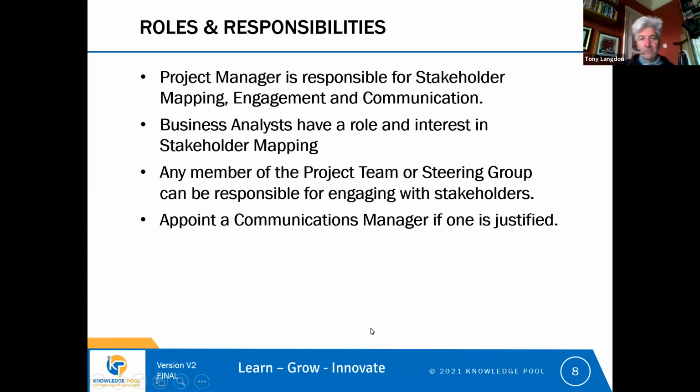Okay. So we think about roles and responsibilities here as well. The project manager is principally responsible for the stakeholder mapping, for engaging the stakeholders, and for communicating with the stakeholders. But business analysts, software developers, testers, they have a role and an interest in stakeholder mapping. But I would say that particularly the business analysts have a particular role and interest in stakeholder mapping because they need to make sure that we're talking to all the right people. Anyone who knows about what the project needs to do or knows what the project is going to impact needs to have input to the business analysis that will take place.